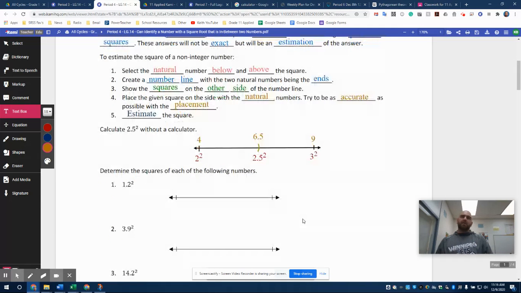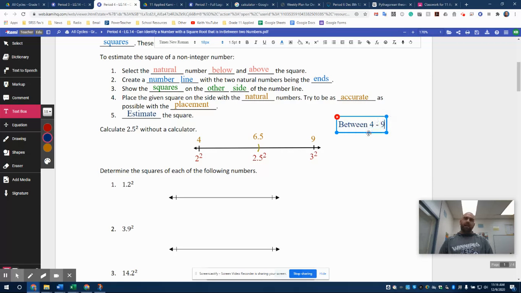Another way that we can do it, trying to get as close an estimation as possible, is to think about the gap between 4 and 9. Between 4 and 9, there's a gap of 5. Now, because we're using one decimal place, let's think of it as tenths. If we divide this, just one way to think of it, by 10, that's going to equal 0.5.